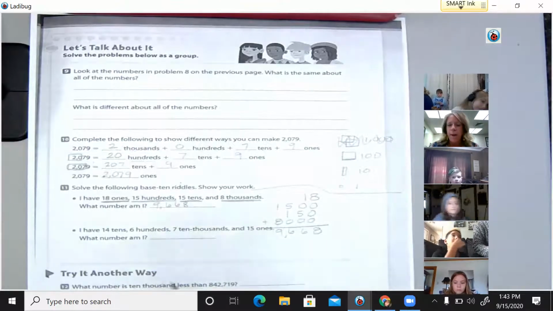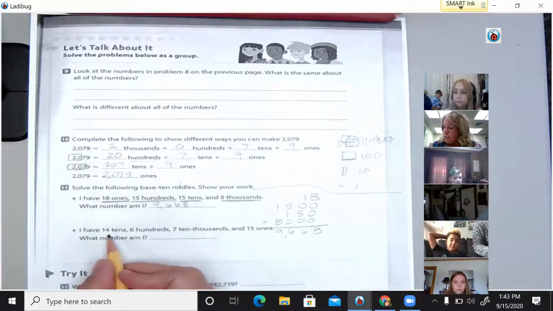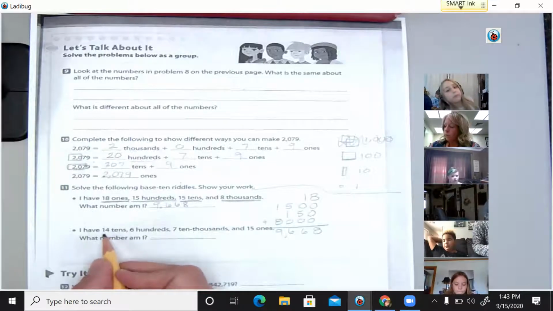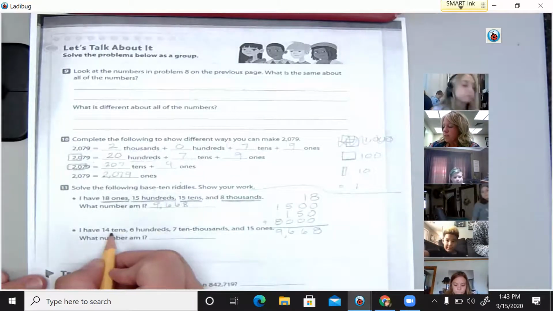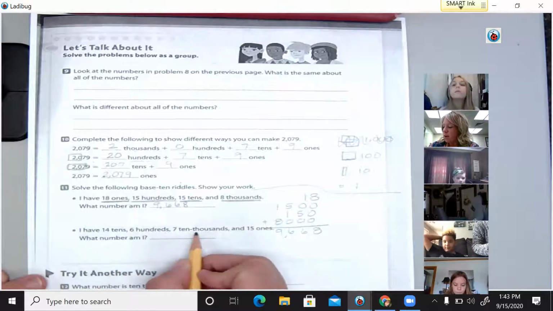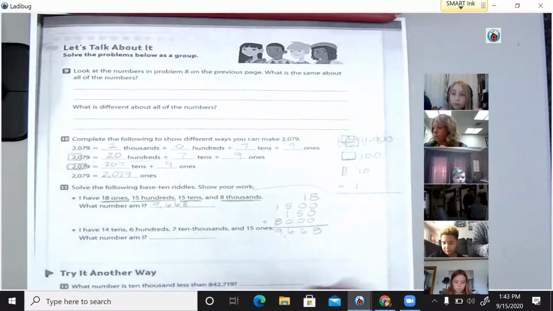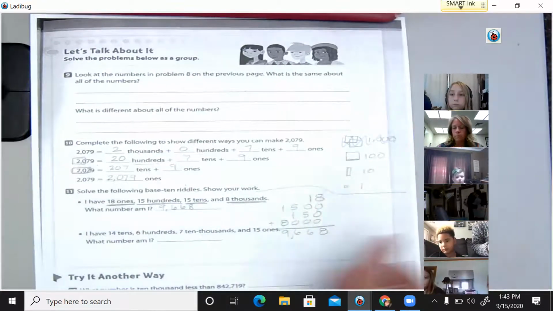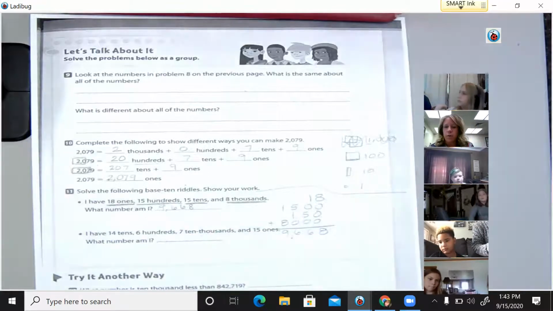But whatever kind of paper you have in front of you, see if you can figure out what number has 14 tens, 6 hundreds, 7 10,000s, and 15 ones. When you're ready to share your answer, put your hand up.